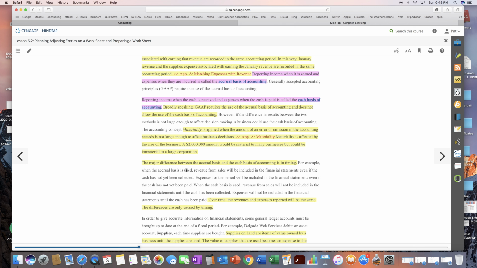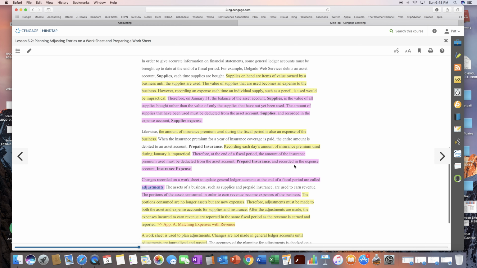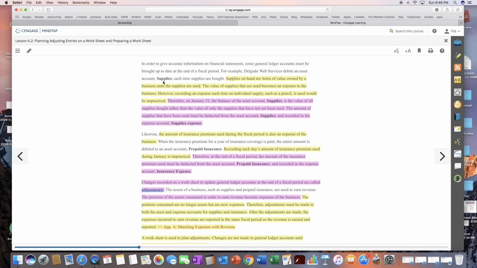You can read through this. Again, it talks about how the difference is timing. But here's what we're talking about. So we're going to have two adjustments in this worksheet. Supplies is going to be adjusted, and we will use an expense account that relates to it called supplies expense.